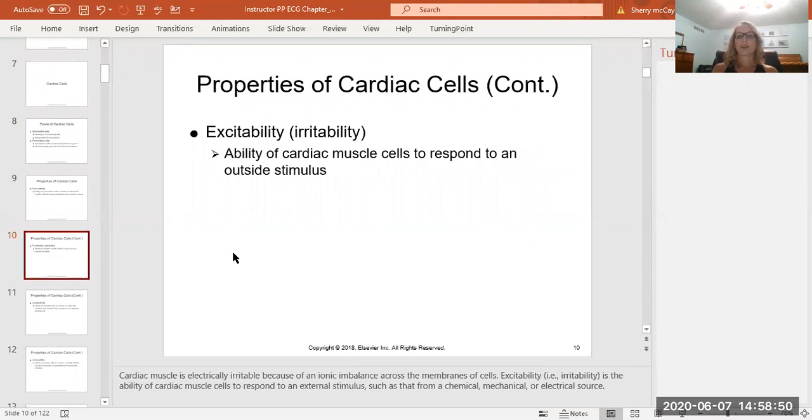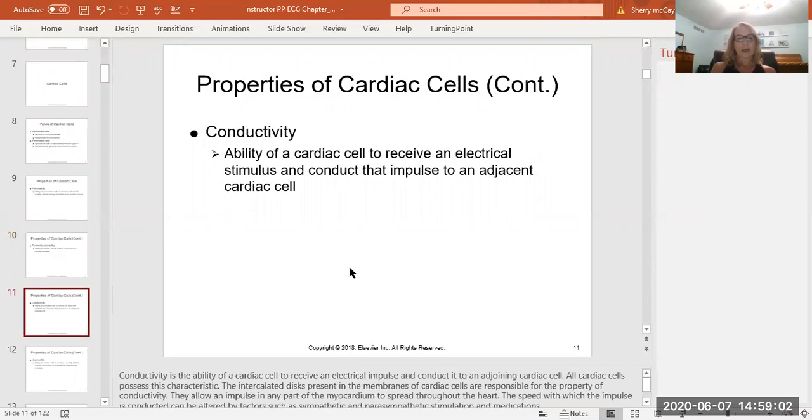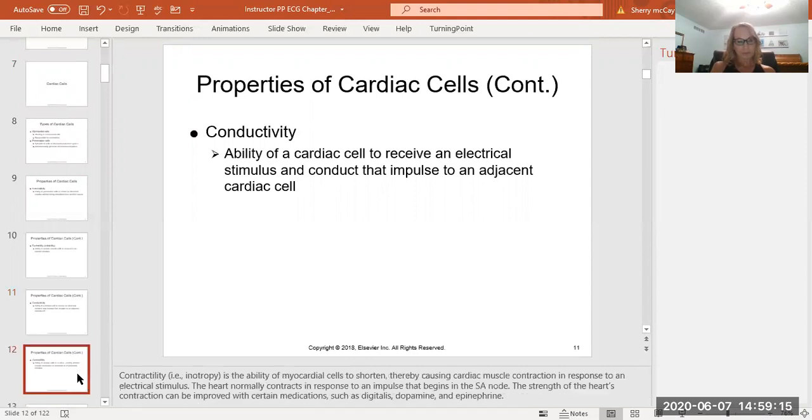Then you have what's called excitability or irritability. It's the ability of the cardiac muscle cells to respond to an outside stimulus, okay? Conductivity is the ability of the cardiac cell to receive an electrical stimulus and conduct that impulse to an adjacent cardiac cell, okay? Then we have contractility. It's the ability of cardiac cells to shorten, causing cardiac muscle contraction in response to an electrical stimulus.